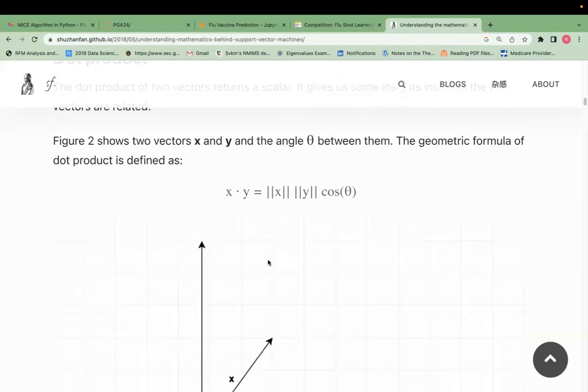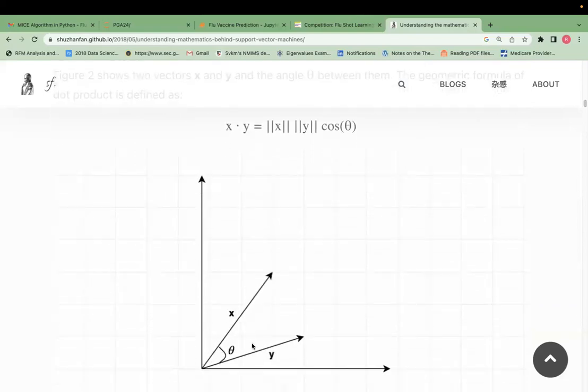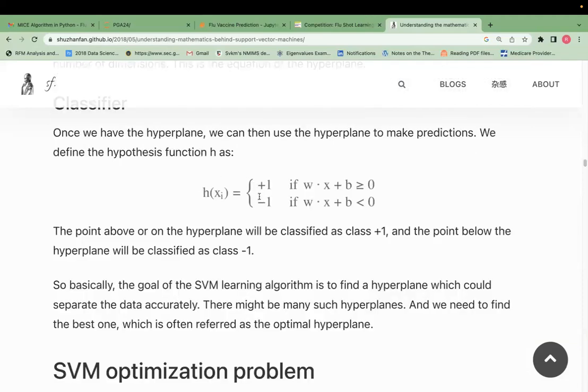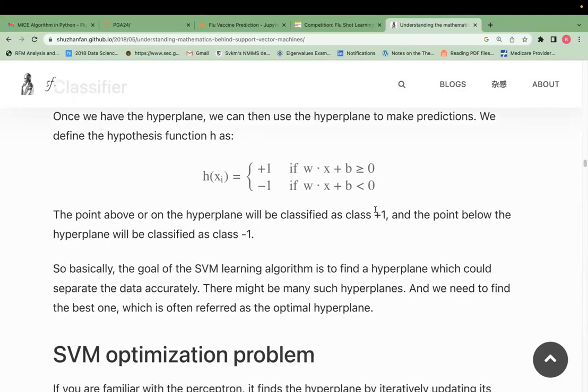Take two vectors, x and y, with angle theta between them. The magnitude of x multiplied by the magnitude of y multiplied by cos theta will give you the dot product. So in a classification problem, if it is positive, it is on the positive hyperplane. If it is negative, it will be on the negative hyperplane. In classification, if w into x plus b is greater than or equal to 0, it is the positive hyperplane. If weight into x plus b is less than 0, it will be the negative hyperplane.